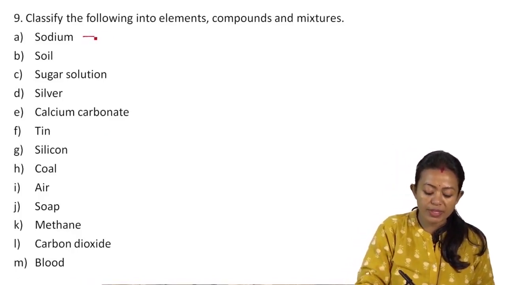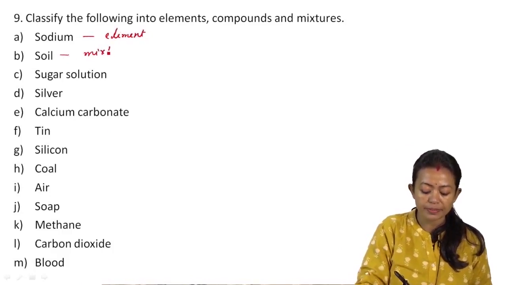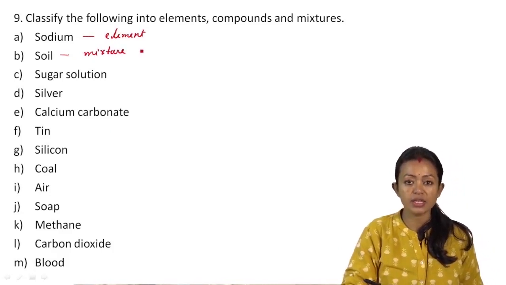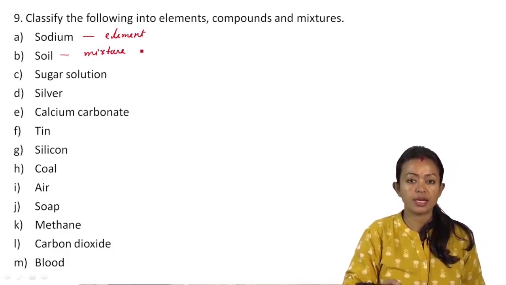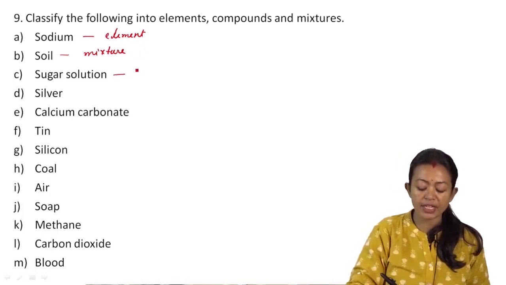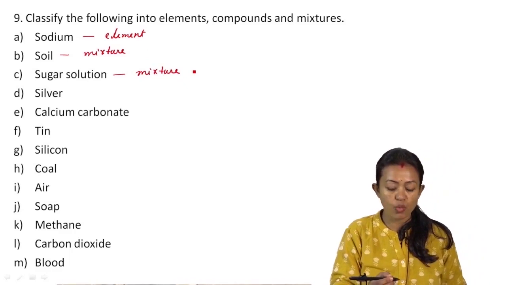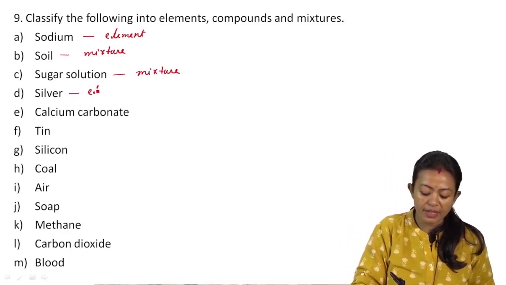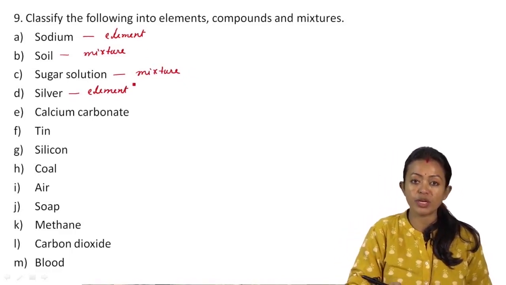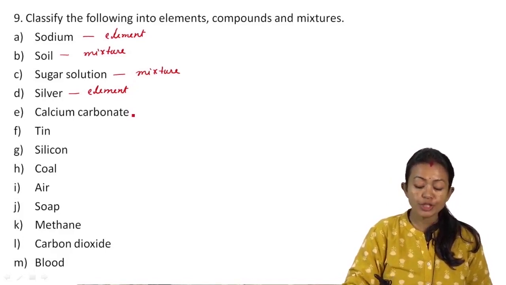Now what is sodium? Sodium is an element because it is made up of only one type of atoms. What is soil? Soil is a mixture. Why? Because it consists of sand, pebbles, mud, humus, and so forth. What is sugar solution? Definitely sugar solution is also a mixture, okay, because we have two different components, sugar and water. What is silver? Again, silver is an element because it is made up of only one type of particle, that is the silver atom.